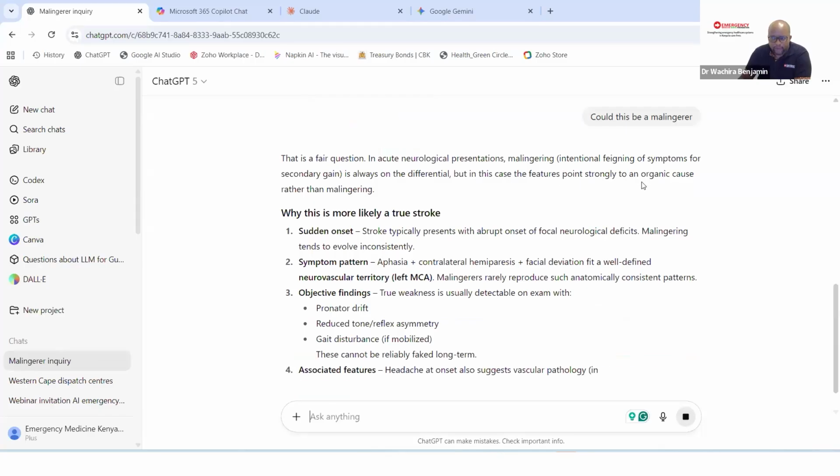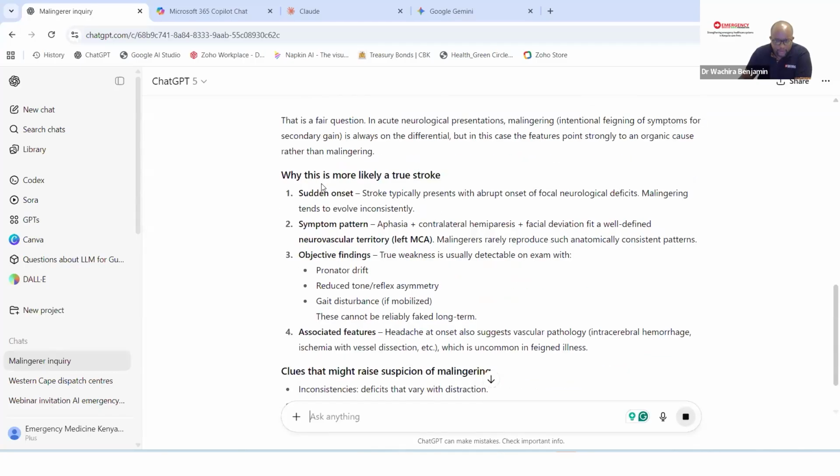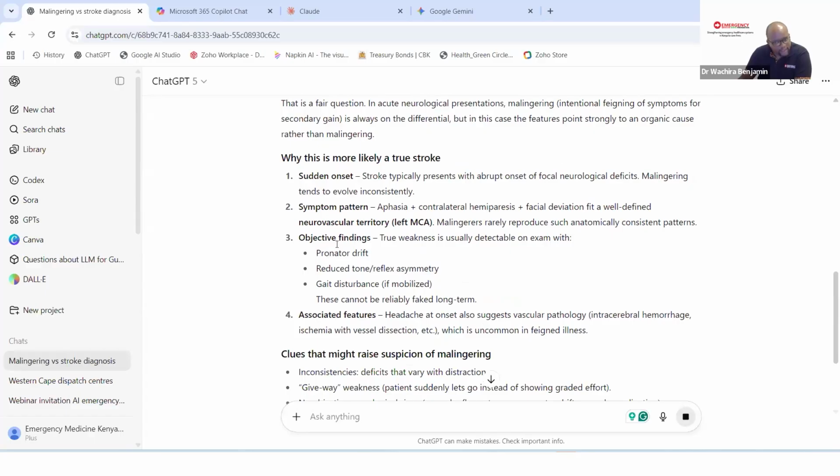But this case features pointing to an organic cause rather than functional. So you can see the objective findings, so you can detect it with that. So you can even differentiate. Okay, let me just check this again.